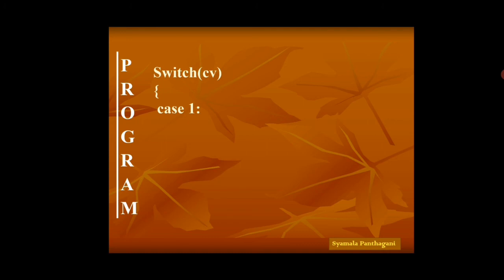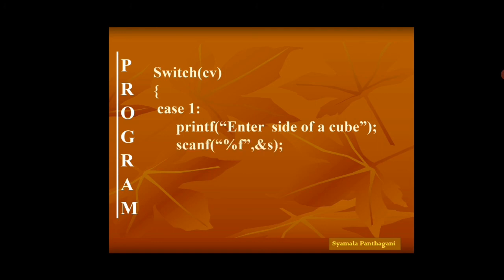That means we are taking the side of a cube as input. That's why printf: enter side of a cube. Next, scanf %f &s. We are taking the side as input and substituting this s in the formula v is equal to s into s into s, and we are going to print this value: volume of cube is equal to %f, v. Next, break.